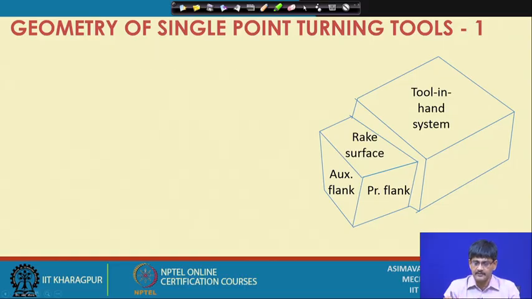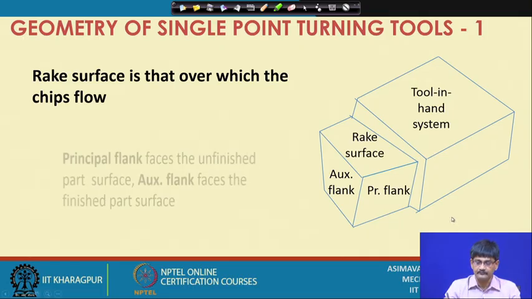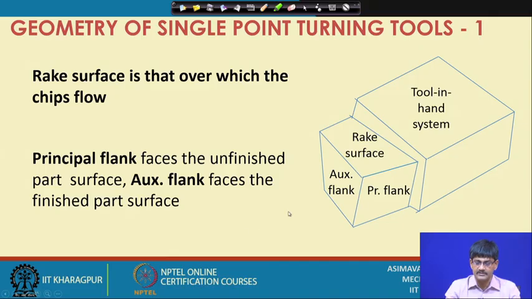So, these are basically surfaces or planes. What is the rake surface? The rake surface is that over which the chips flow. This is the rake surface, and on the lathe it is placed in such a way that over the rake surface the chips will be flowing. This is the principal flank. It faces the unfinished part of the workpiece, and this is the auxiliary flank, which faces the finished part of the workpiece. So, these are the definitions of these three planes.